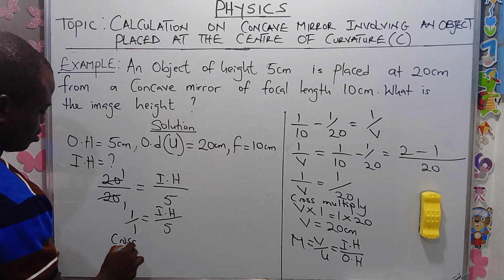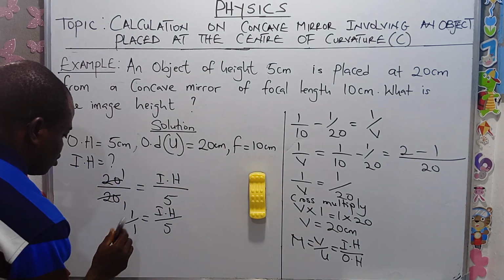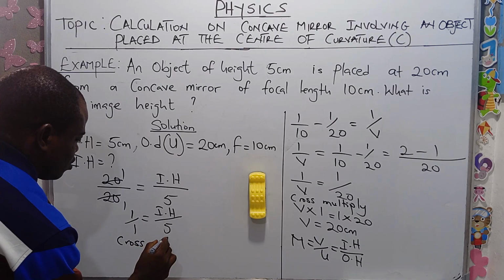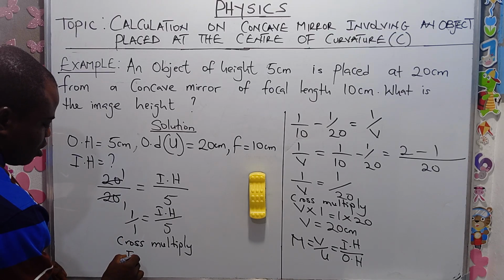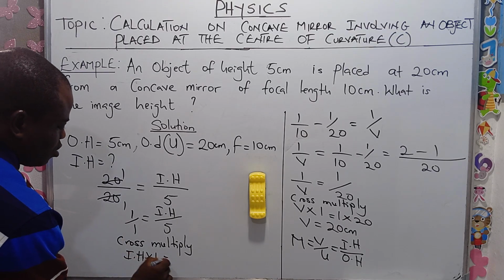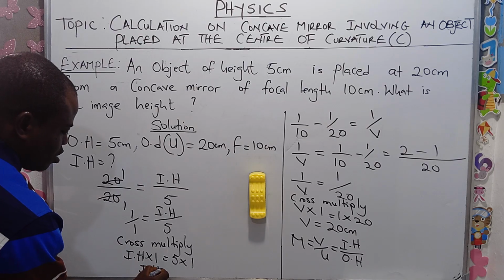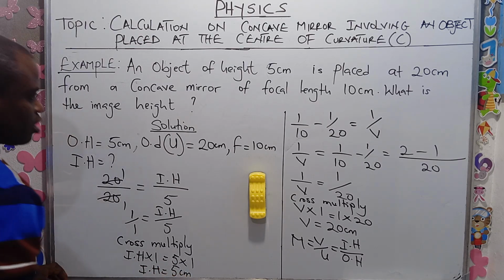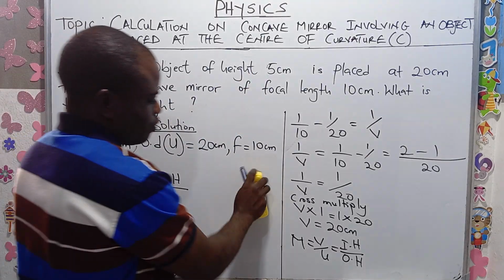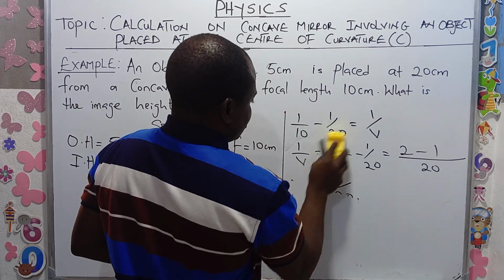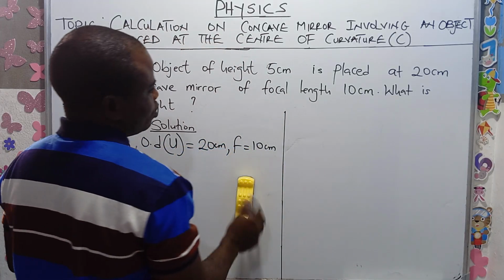Let's cross multiply. You have image height times 1 equals 5 times 1. Image height times 1, that's image height, equals 5 times 1, that's 5 centimeter. Can you see that the image height is the same as the object height? Now let's draw the ray diagram of when an object is placed at the center of curvature.